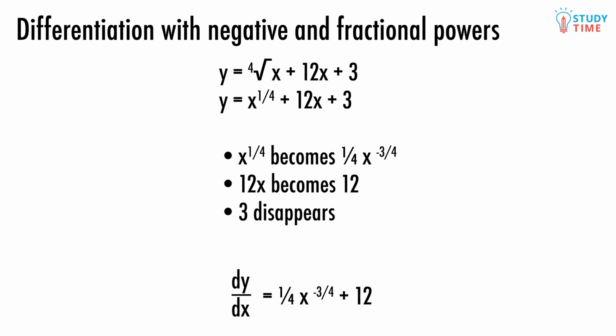The 12x and the 3 parts aren't going to cause us any stress when it comes to differentiating, but what about the 4th root of x? It's easy to turn the 4th root of x into something with a power. y equals x to the power of 1/4 plus 12x plus 3. Great. Now that's the hard part over and done with, and we can just differentiate this thing normally. x to the power of 1/4 becomes 1/4 times x to the power of -3/4. 12x becomes 12, and 3 disappears altogether, never to be seen again. So our answer to this once horrible looking equation is simply dy dx equals 1/4 times x to the power of -3/4 plus 12. No sweat, right?